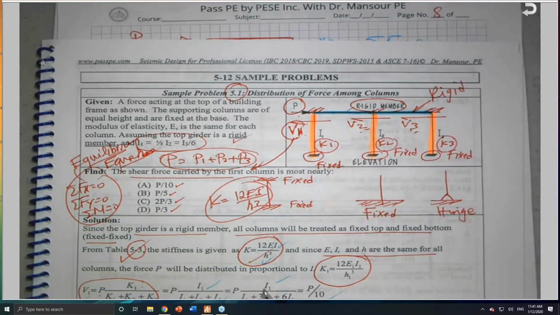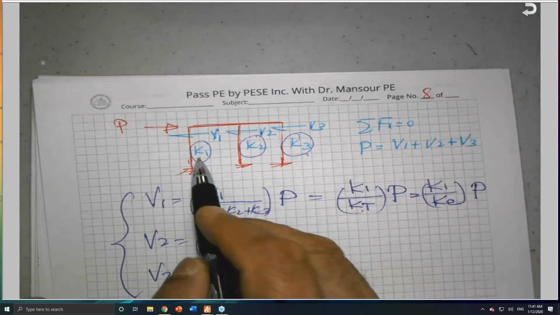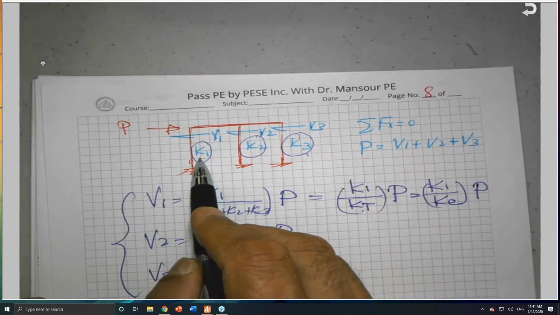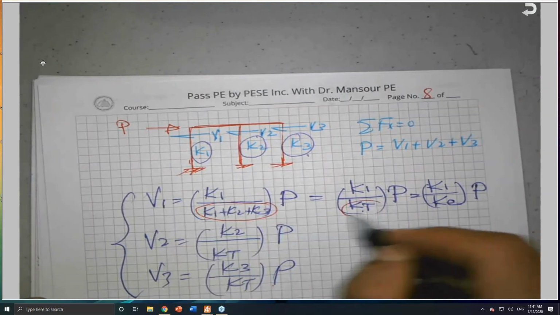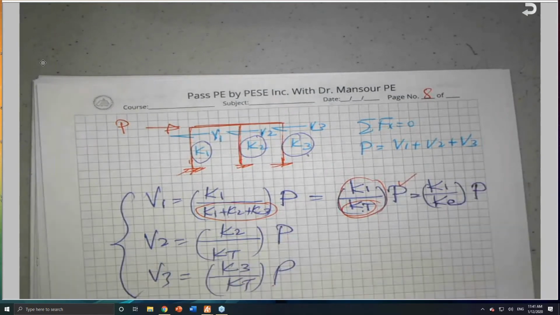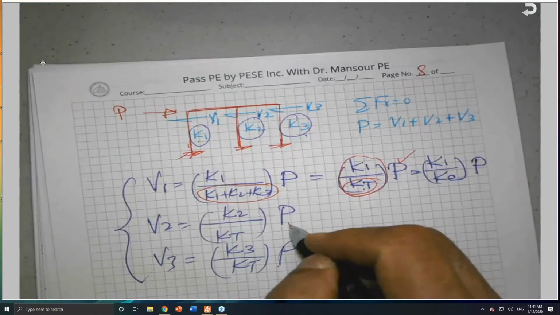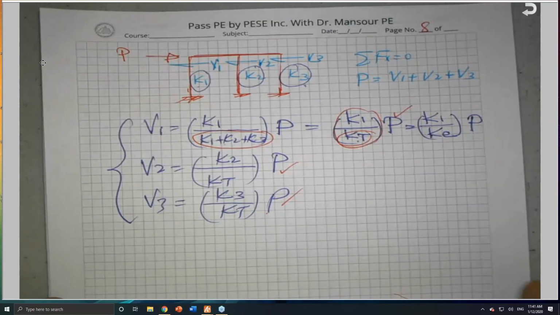So I said that the first column has a stiffness K1, in relation to the total, this is K total. So this is the proportion, multiplied by the force P. And the same story with the other two columns, V2 and V3.